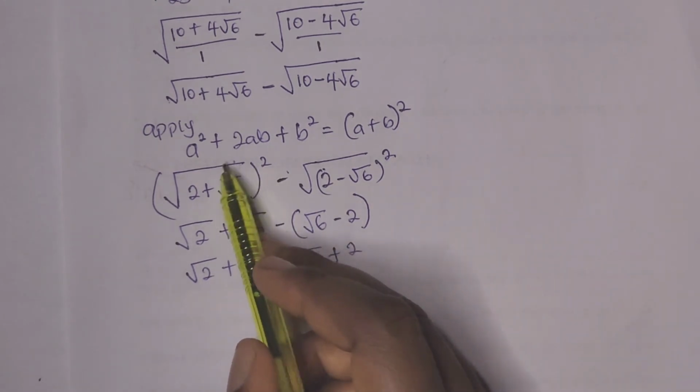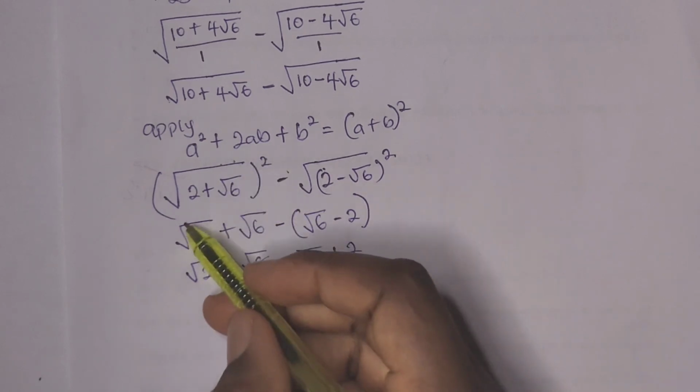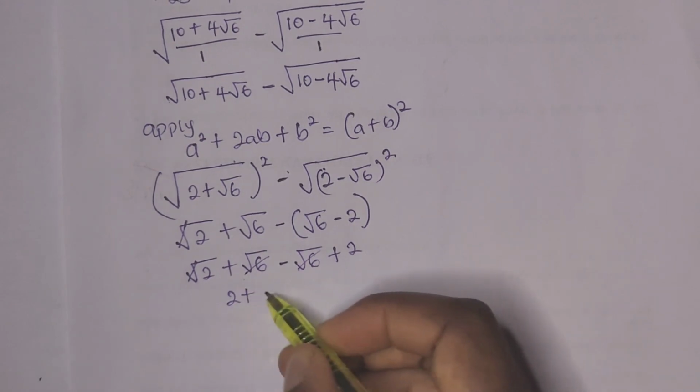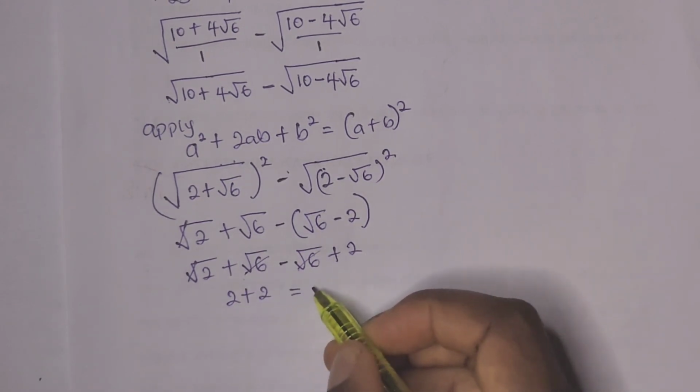Okay, from here, this square root cancels out this. So this was out already. So this will give us 2 plus 2 equal to 4.